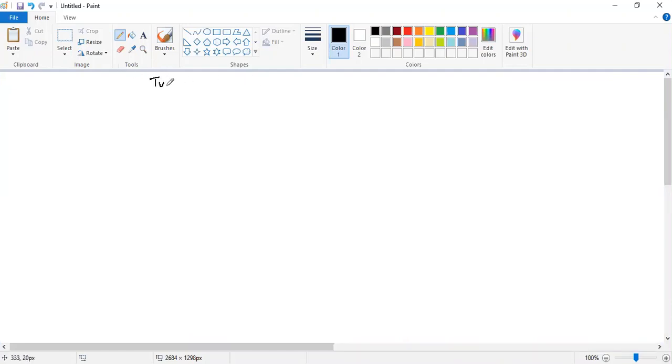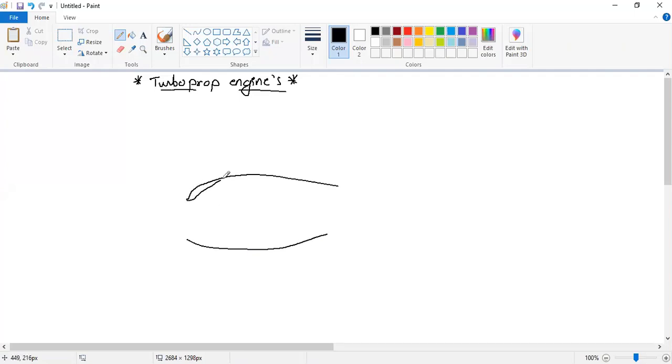Let us start with turboprop engine. See, what are basically turboprop engine? They are turbojet engine in which we have added the propeller. So when we draw the turbojet engine, it is something like this, right? This is the engine, this is the inlet part.